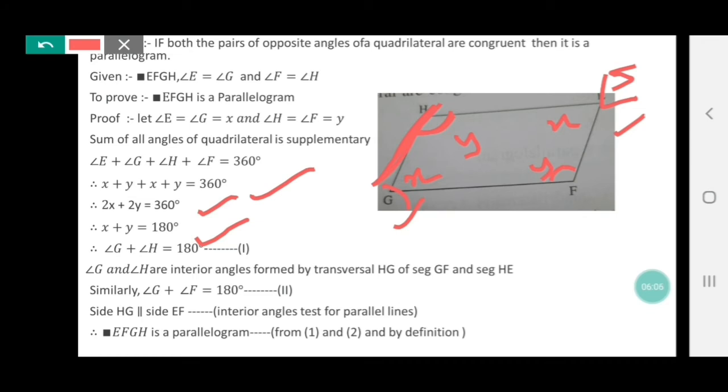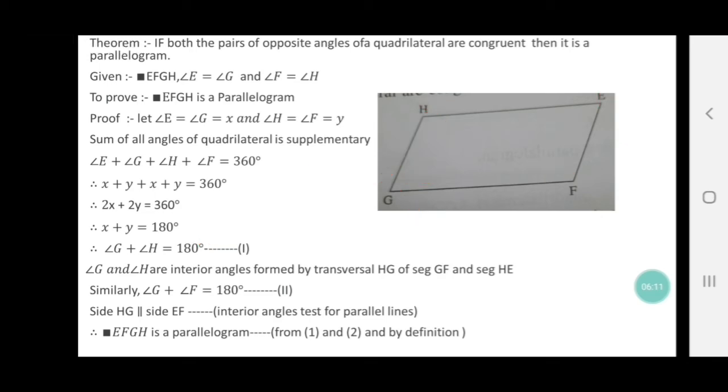Similarly, I can show that angle G plus angle F is equal to 180 degrees, right? So HG will be parallel to EF by the interior angle test of parallel lines. From here we come to the conclusion that the given quadrilateral is a parallelogram from 1 and 2, and by the definition of a parallelogram. I hope it is clear.